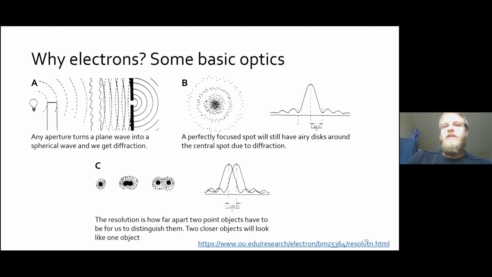Now you can imagine if you have one single object sitting somewhere in space, that's fine. But if you have two objects sitting next to each other, and these waves are quite big, then they will overlap. So resolution is how closely two objects can be to each other before we start having problems distinguishing them.